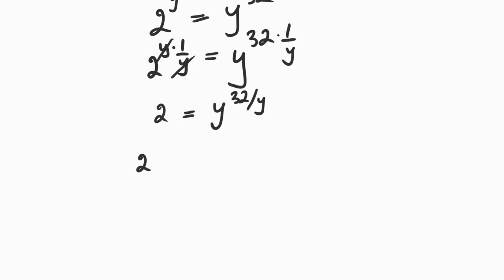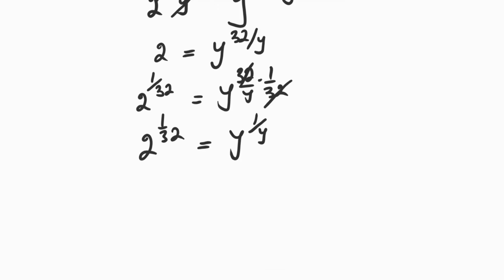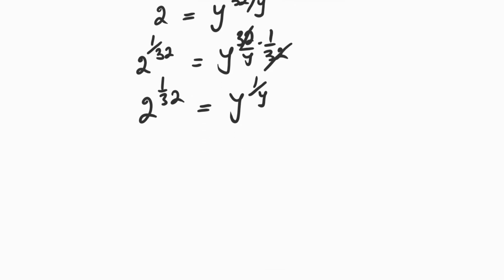So we have 2 raised to the power 1 over 32 equals y raised to the power 32 over y times 1 over 32. 32 cancels out. So what we have is 2 to the power 1 over 32 equals y to the power 1 over y. Now, to be able to find the value of y, we can see we have y at the base and also 1 over y at the power. So we need to try to rewrite the left-hand side to look like what we have on the right-hand side.